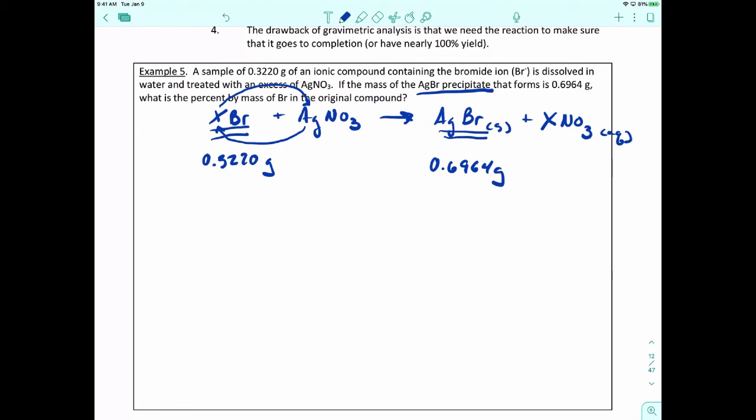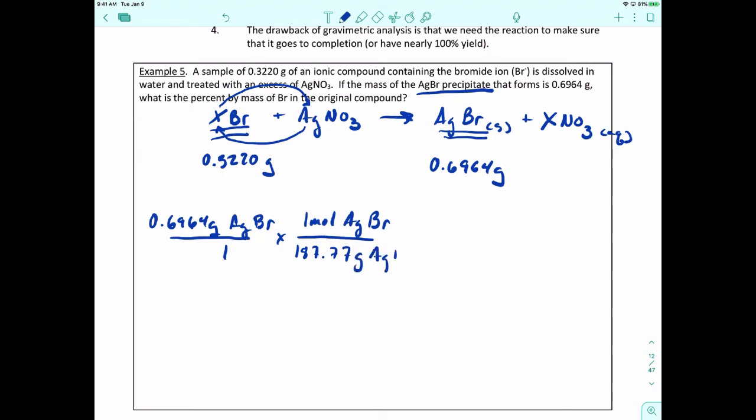All right, so let's figure this out. We're going to start with that 0.6964 grams of AgBr. We want to know how much bromine is in there. The first thing we're going to do is convert this from grams to moles. We're going to put 1 mole of AgBr on top and the molar mass on the bottom. The molar mass is 187.77 grams of AgBr, so that grams of AgBr cancel out. We're in moles of AgBr.